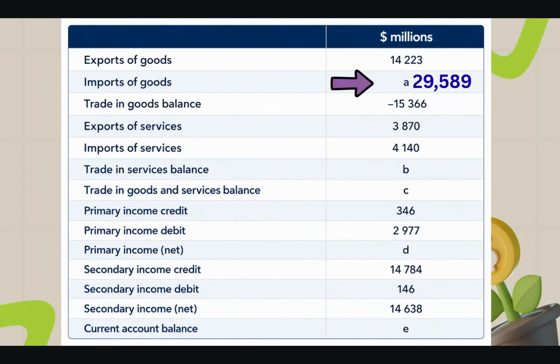We'll take exports plus the trade in goods balance, and that will give us the imports of goods. So the 14,223 plus the 15,366 gives us 29,589 as our import value.